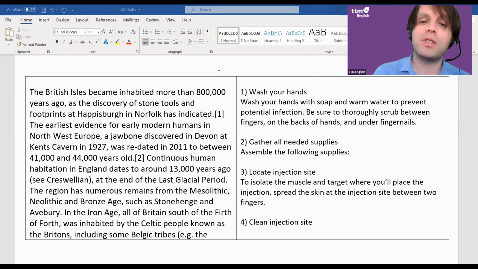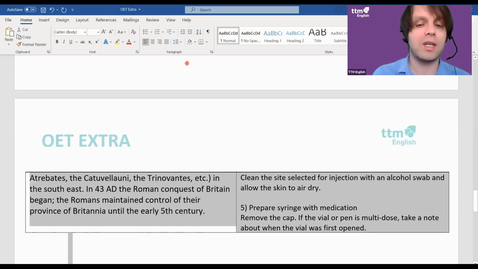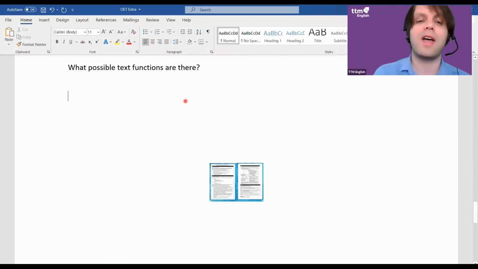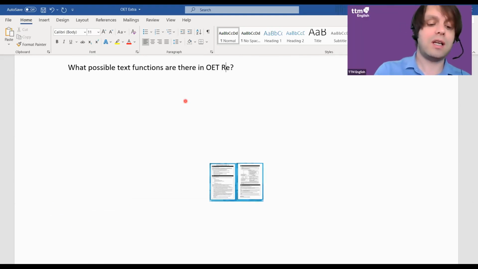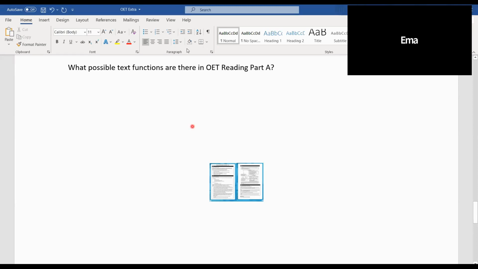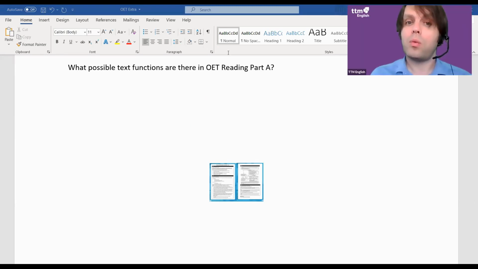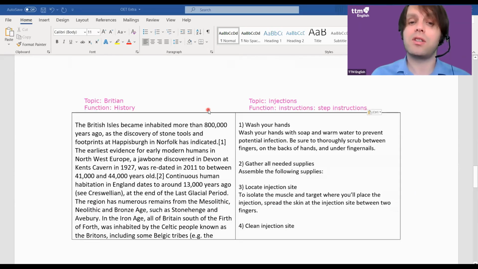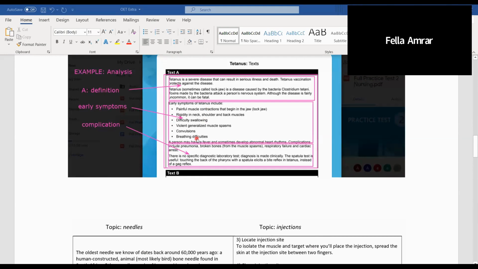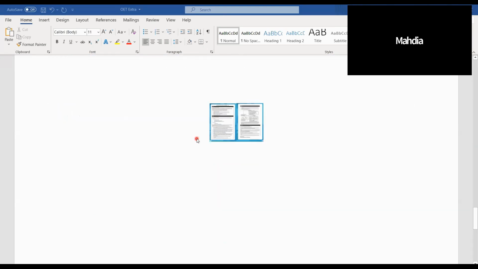Okay, so we need to think in more detail about this topic, and I want to talk about what's the most important thing again. Is it the function or the topic that we need? Function. Okay, so what possible text functions are there in OET reading part A? Right, let's think about this now. What did we just see? Instructions step by step. Sure, when we analyzed it in the OET example, it wasn't instructions. You can definitely have instructions, but what did we see here? Definition and symptoms. Yeah, right. Good. So let's talk about these then.